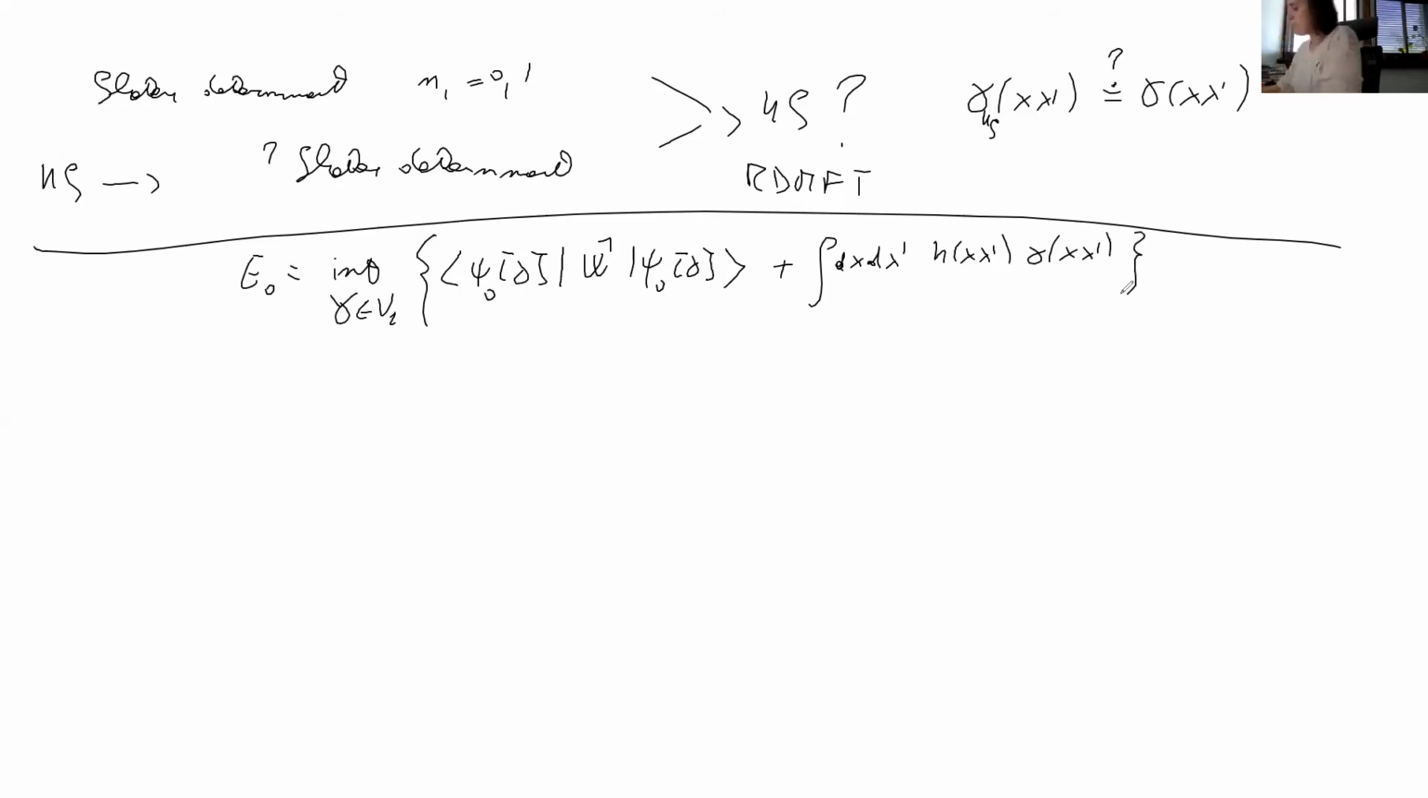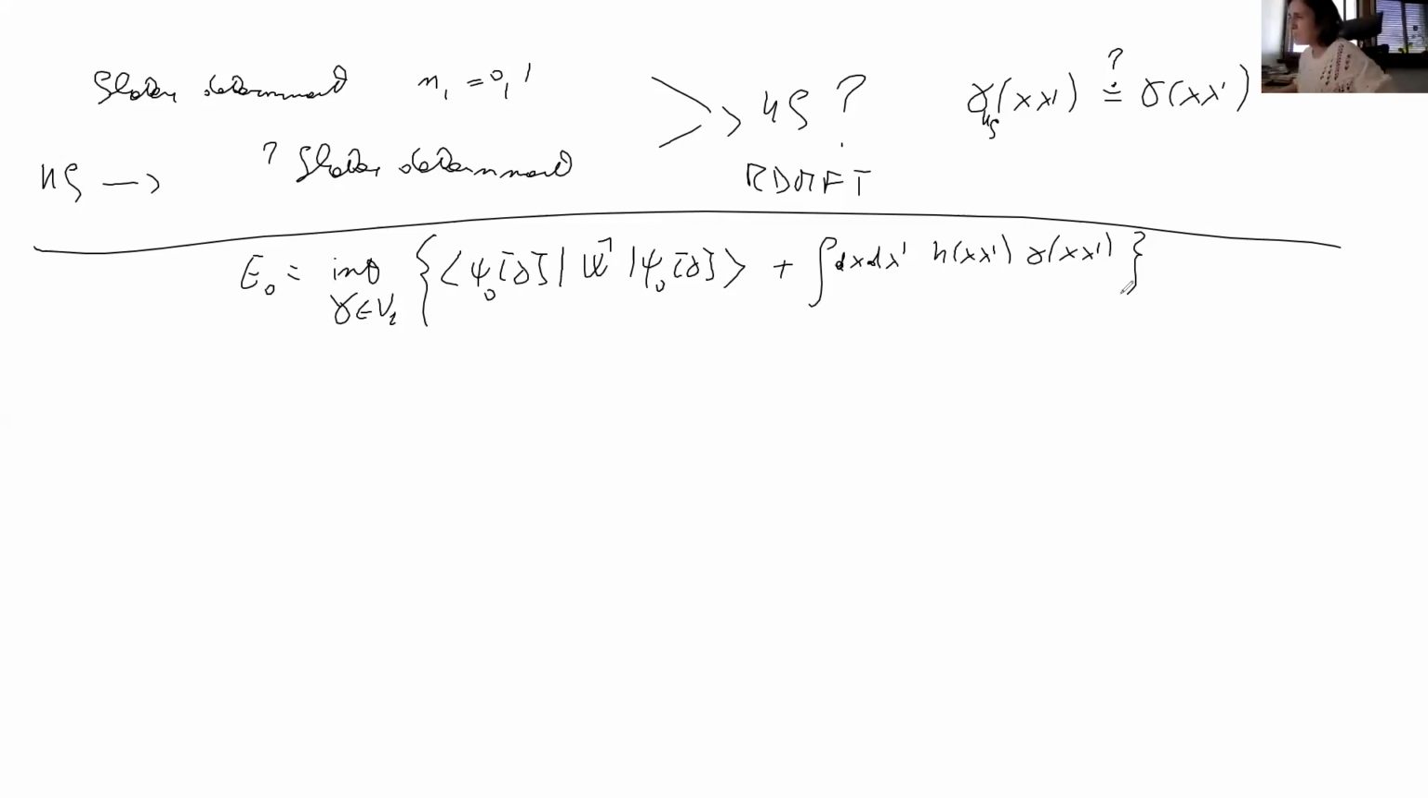So as I said before, the conditions for gamma to be N-representable are not known, but what are known are a set of very nice conditions that are very easy to use, and they are the conditions of ensemble N-representable one-body density matrix.